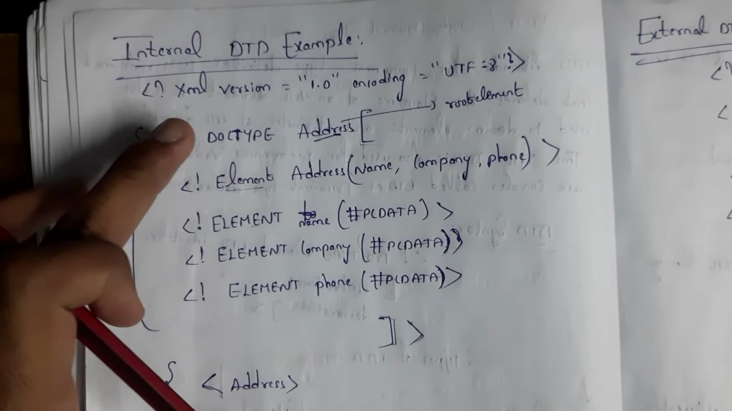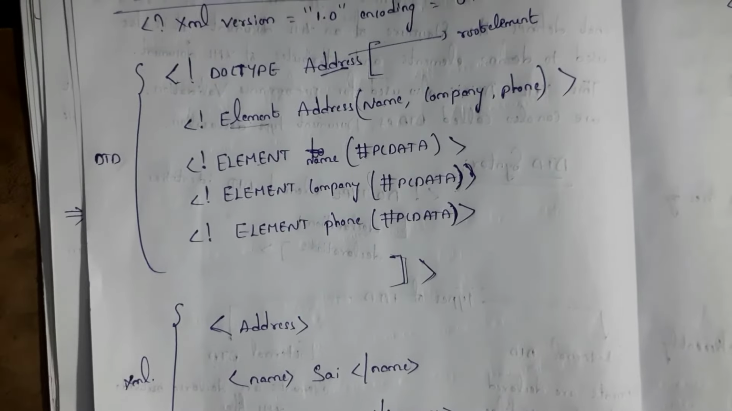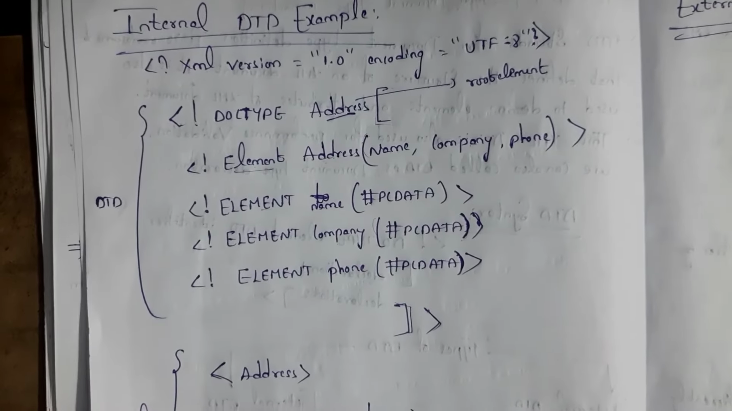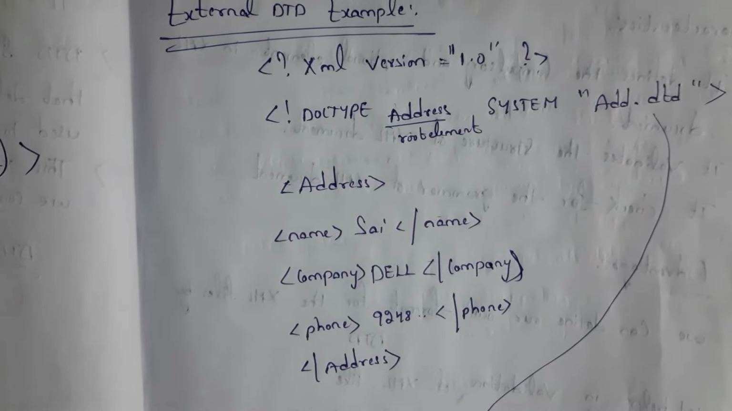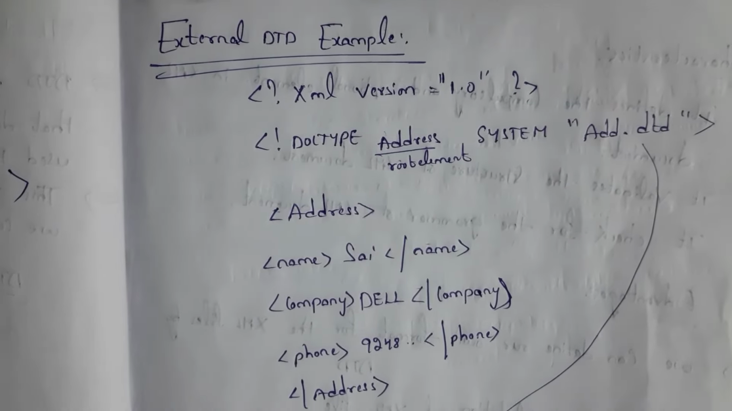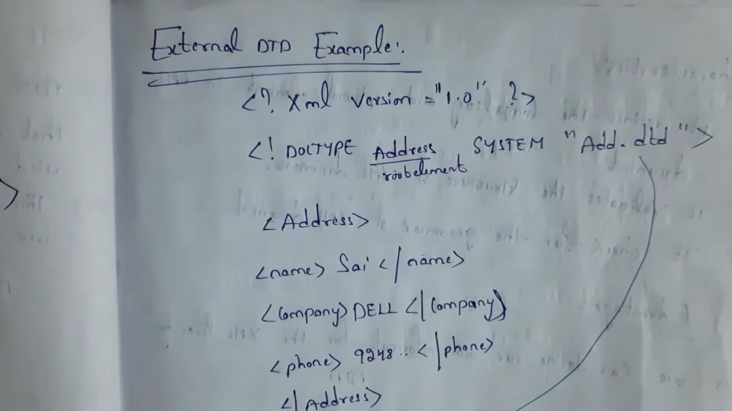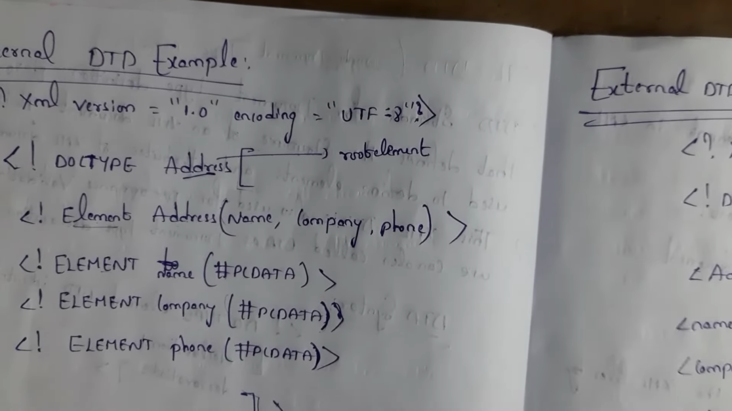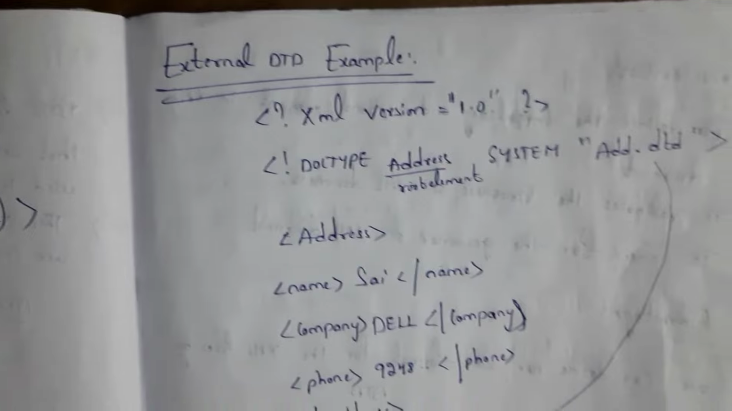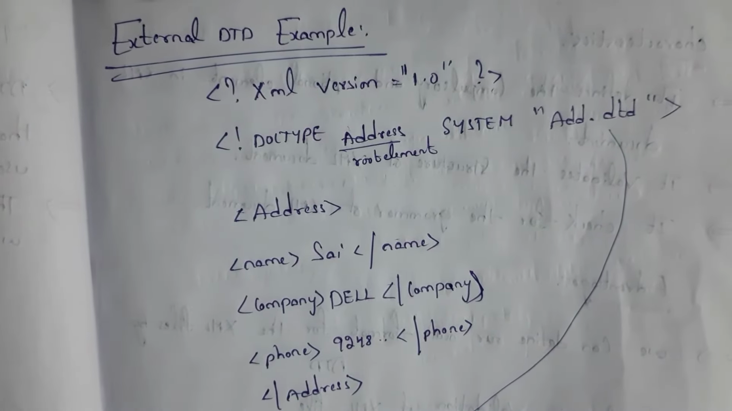In a single file we have written DTD and XML. This is internal DTD. Next I will explain external DTD. External DTD is the same as internal DTD, but the difference is that we need to write the XML in one file and the DTD in another file. The only difference is that in a single file we have written internal DTD, whereas in external DTD we need to write the DTD in one file and the XML in another file.